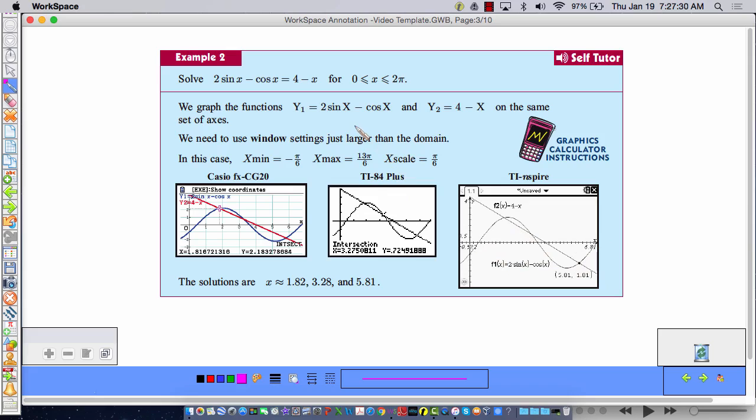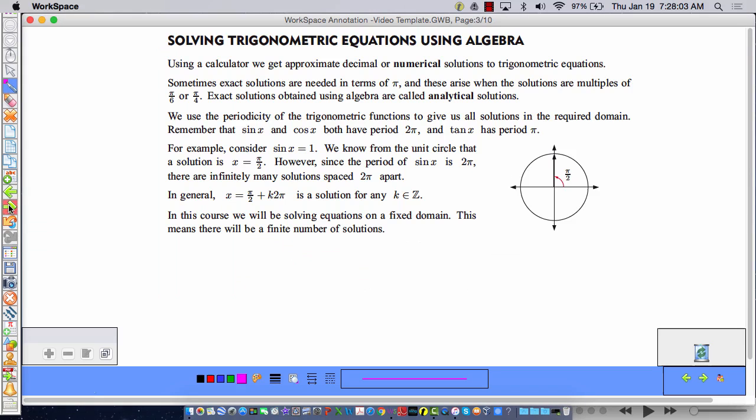So we graph 2 sine x minus cosine x, bam. We graph 4 minus x, bam. And it's from 0 to 2 pi. And so we get the intersection points. Now, they just got the 5.81 here, but you would also have to find this one and this one. So there are 3 solutions on the interval or in the domain of the function. So we know how to do that. We'll talk about that more in class, but that's easy peasy.